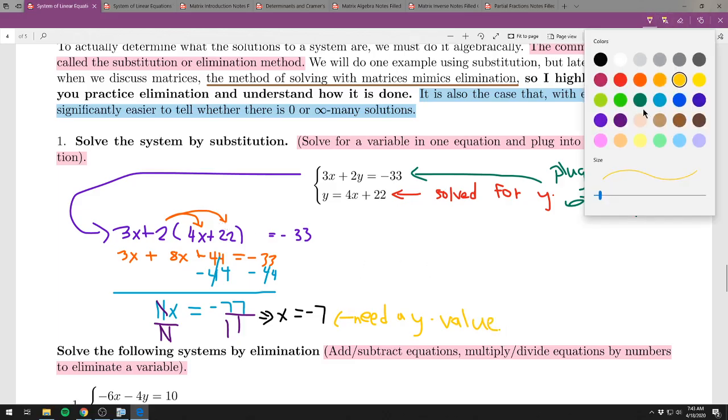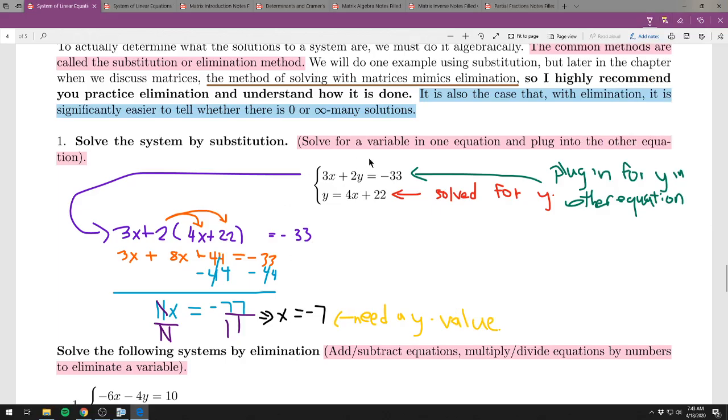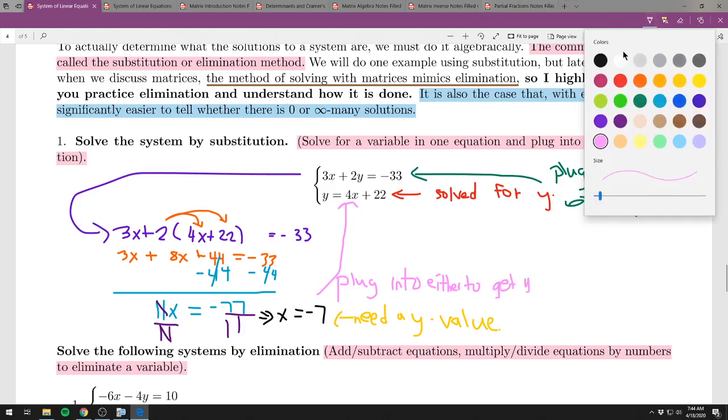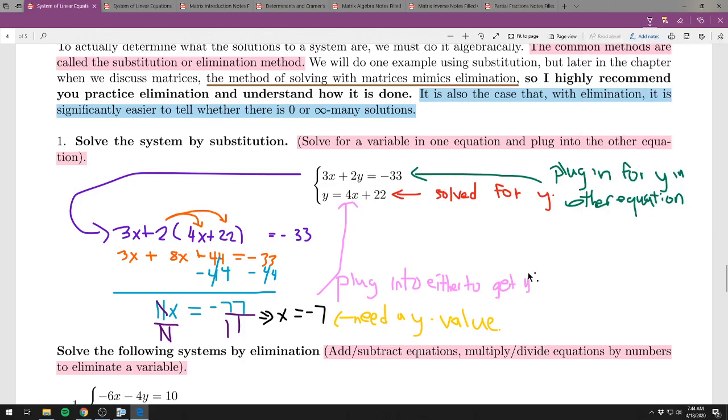But what you do here is you take your x value and you plug it into either equation, and you can solve for y. The reason you can do either equation is because the solution has to work for both. It's much easier to plug it in the second one in this example here because it's already solved for y. So I plug it into either to get y. And I'm going to plug it into the second one.